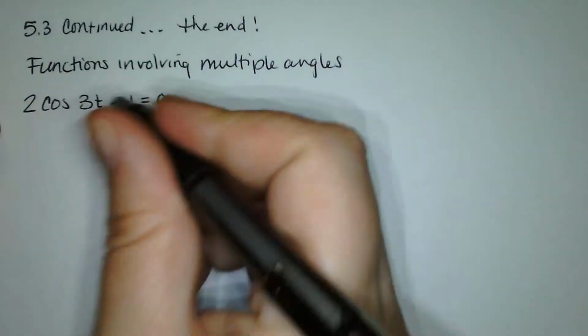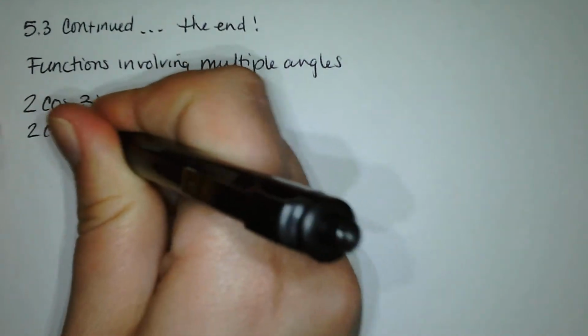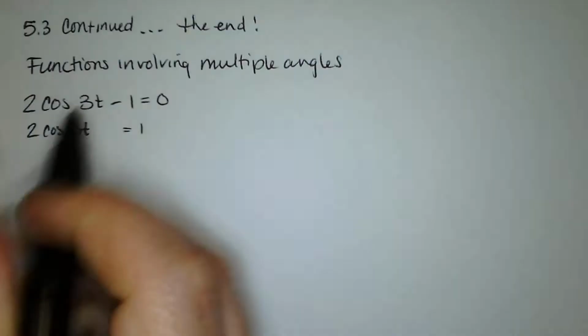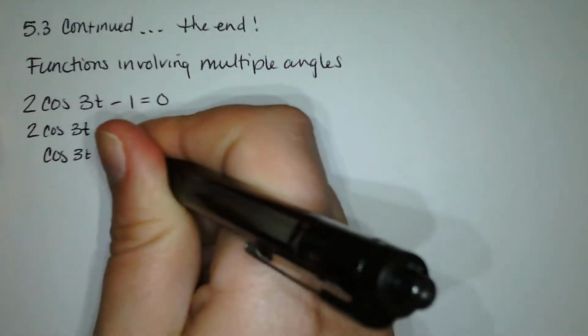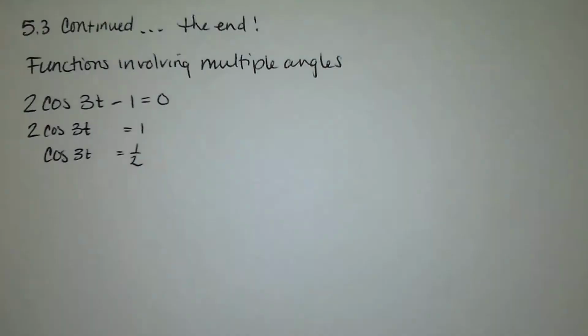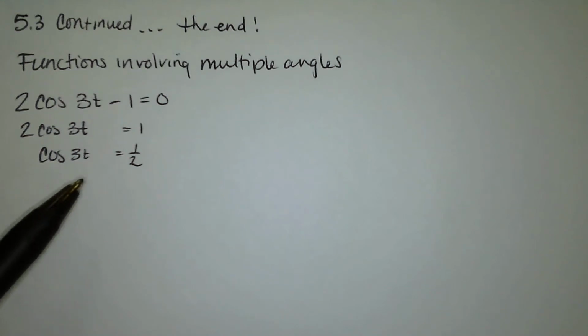So, we're going to add the 1 over to the other side. We're going to divide out the 2. And we're pretty much solved. We just have to get some values. But what do we do with this 3 here? We actually can't do anything with the 3 right now.